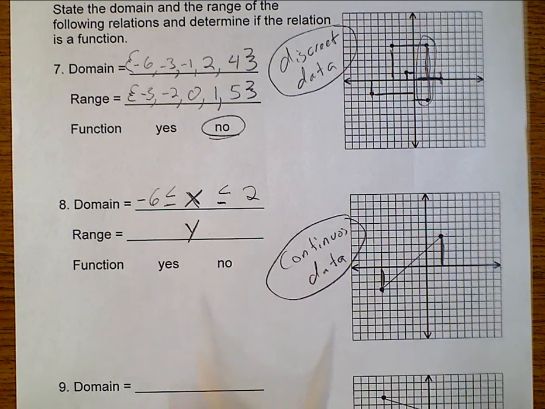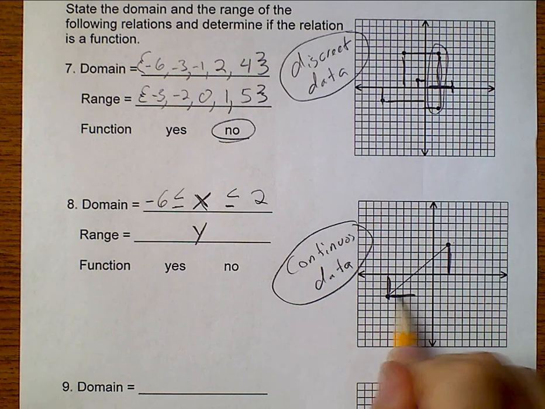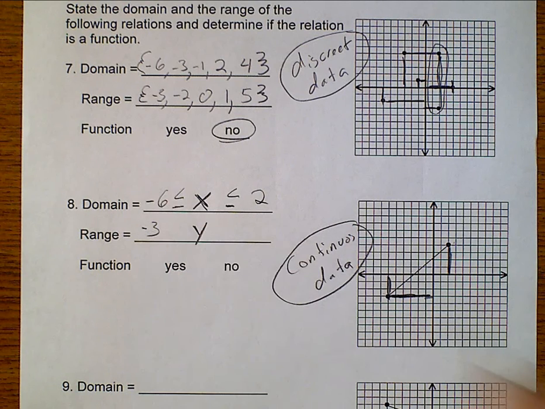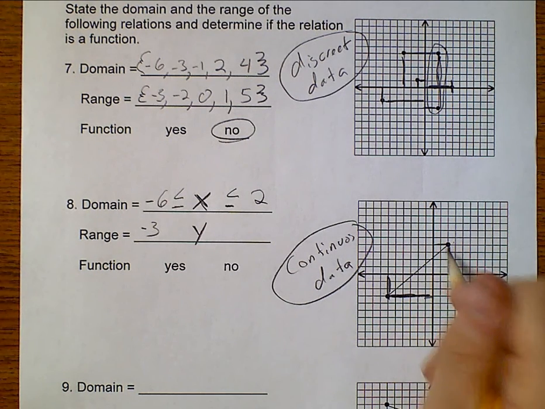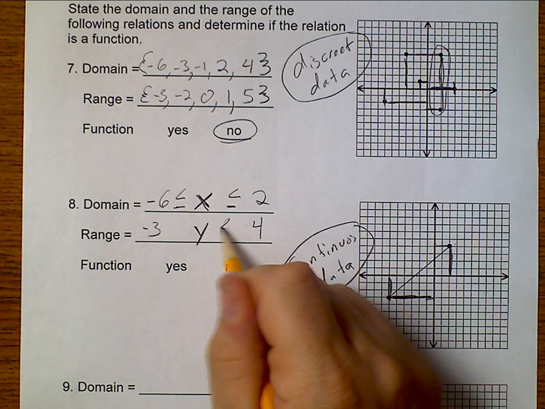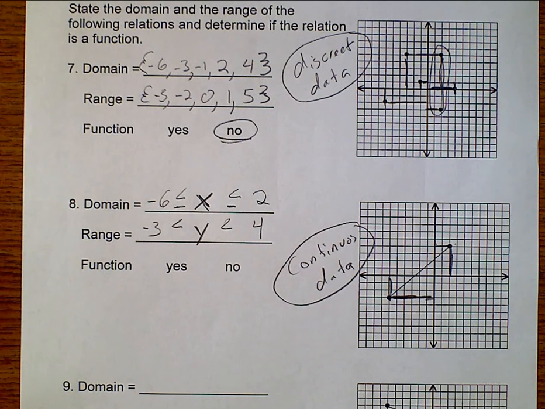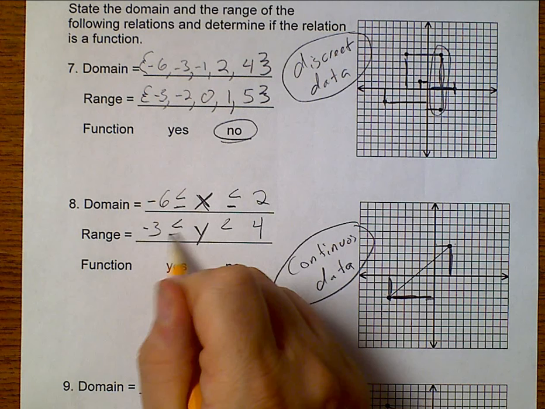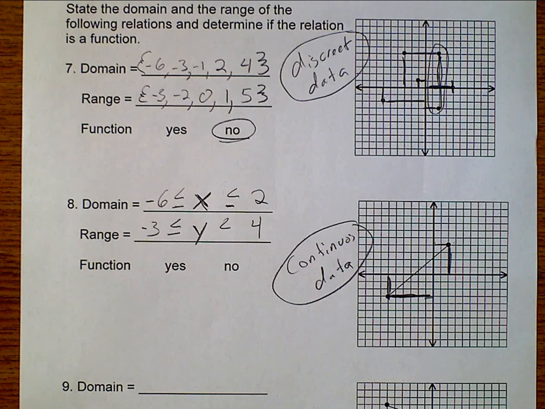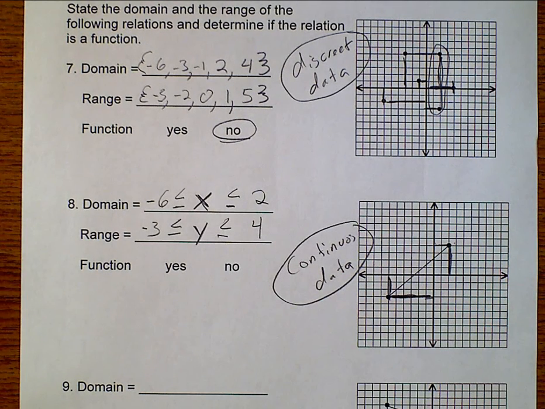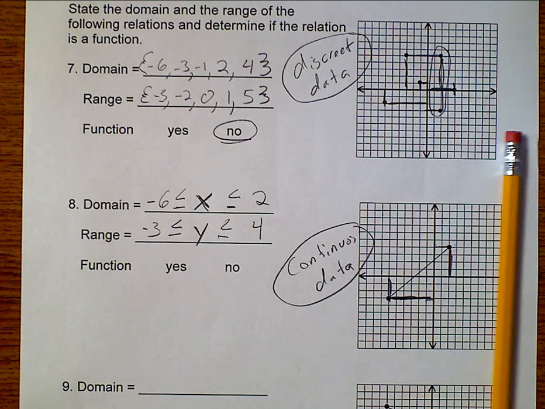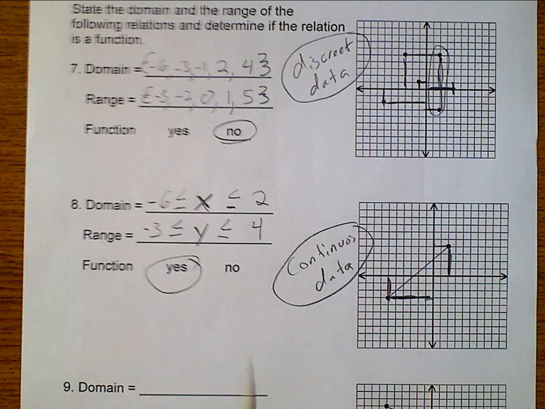And now we do our range. Well, my smallest range value is 3 below, so that would be negative 3. My largest y value would be 1, 2, 3, 4 above, so it would be 4. Again, I go with the less than signs. Because this circle is filled in, I get an equals bar. And because my biggest circle is filled in, I also get an equals bar. I now try a vertical line test, and it passes. So yes, it is a function.